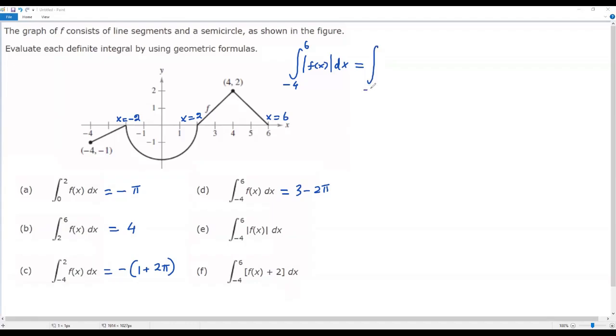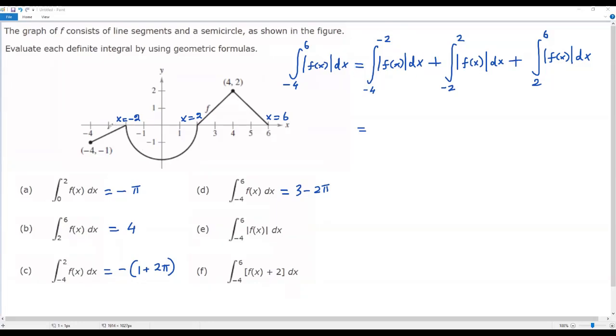So the first part is the integral from negative 4 to negative 2 of the absolute value of f of x dx. And the second part is the integral from negative 2 to positive 2 of the absolute value of f of x dx. And the third part is the integral from 2 to 6 of the absolute value of f of x dx. Okay, here what is the area of the first region, that is from x equals negative 4 to negative 2?